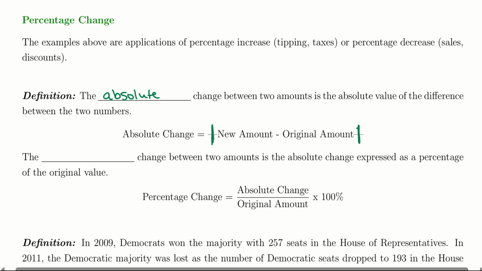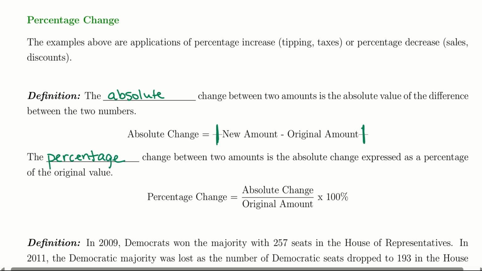We also need to discuss the percentage change. The percentage change between two amounts is that absolute change we just discussed, expressed as a percentage of the original value. So we're going to take that absolute change that we just found, divide it by the original amount, and scale it to a percentage.